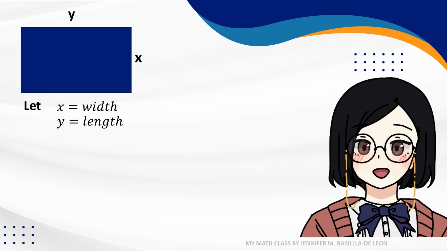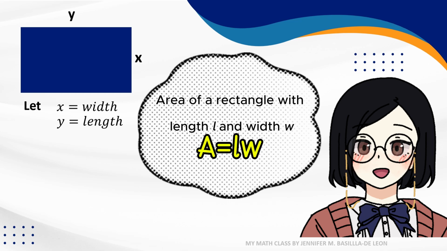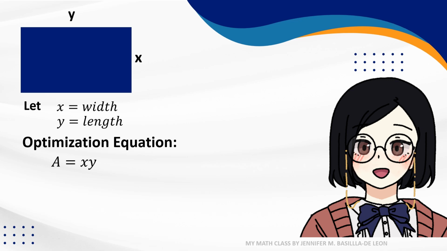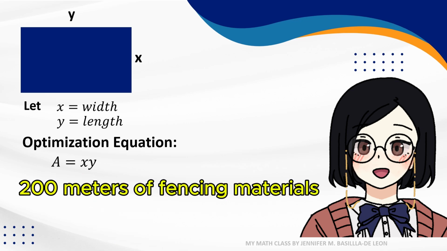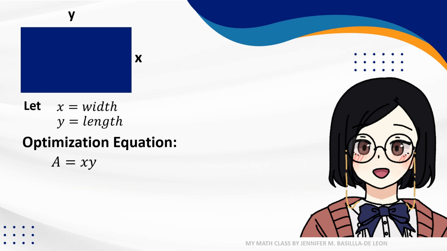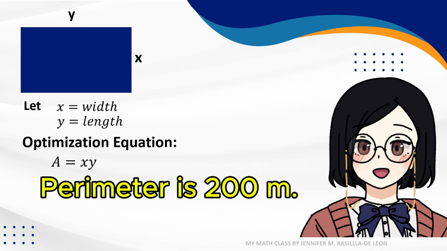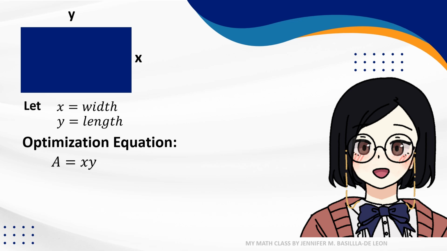Since we want to maximize the area of the garden, we'll use the formula for the area of a rectangle, which is A equals xy. This is our optimization equation. We're given 200 meters of fencing for the lot, which mathematically means the perimeter of the rectangular lot is 200 meters. So we can set up a constraint equation for the perimeter.